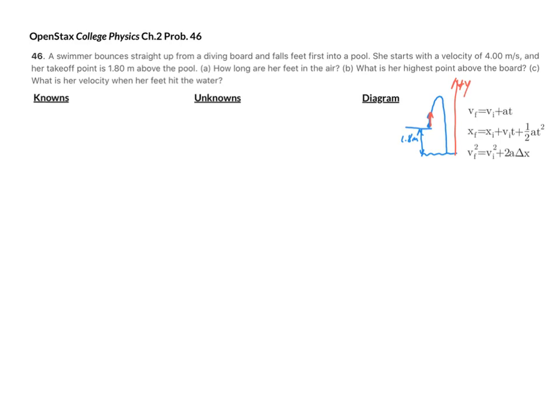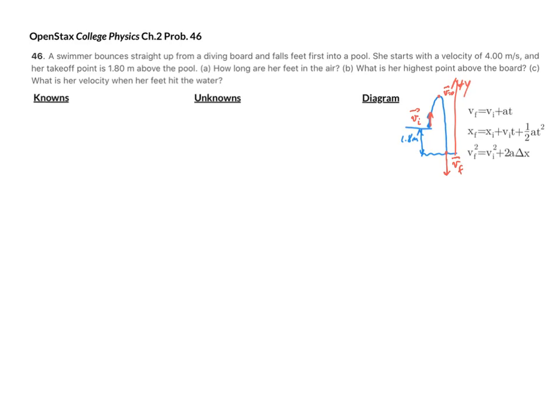So let's draw some of these things. So I said this is my v initial. This is the v at the top, which is 0. And then down here, she'll have a larger velocity, v final in magnitude, and it's going to be opposite in direction. Now, let's look at the distances.